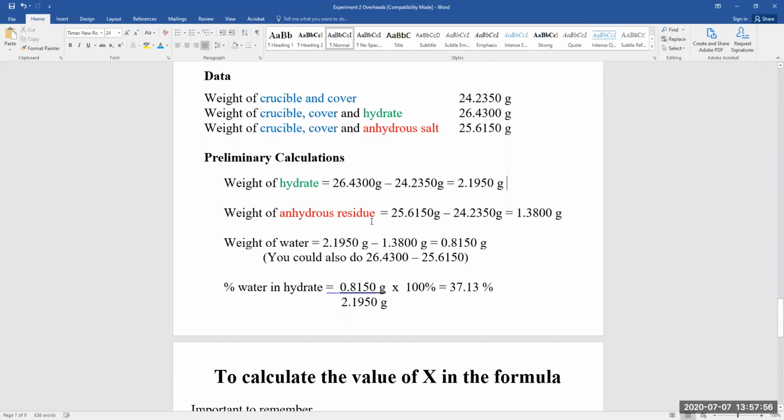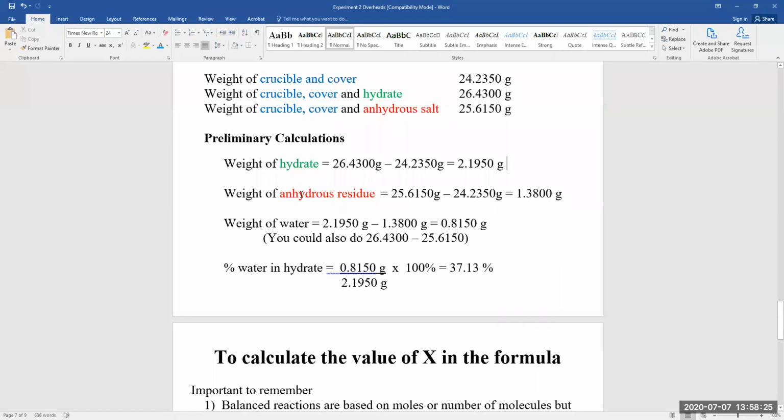All right, you can go find in the same way the weight of the anhydrous residue. Right, we see the crucible and cover in blue, crucible and cover. So if I subtract this top value from this bottom value, what's left is the anhydrous salt. So I do that again, and again I watch my sig figs. This is good to 4 decimal places, this is good to 4 decimal places, so my answer is good to 4 decimal places, because when adding and subtracting, it's the number of decimal places that matter, okay?